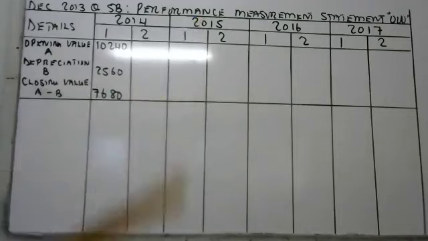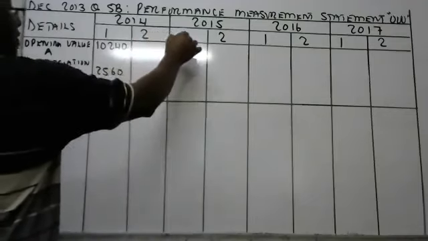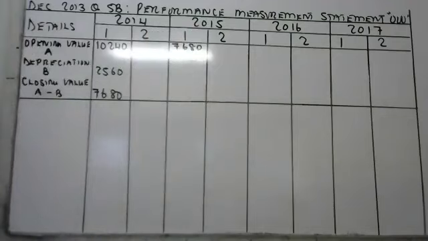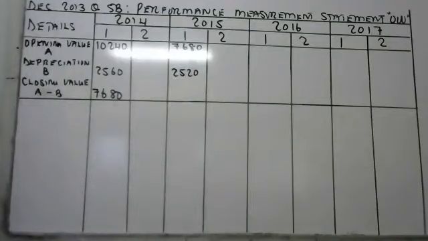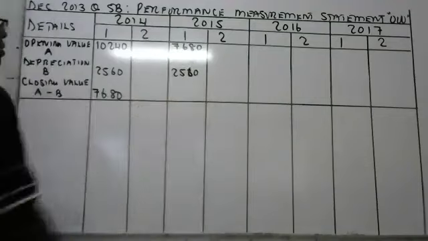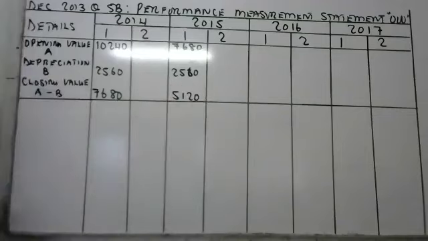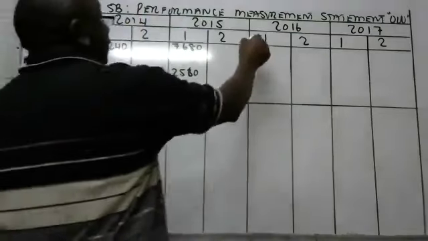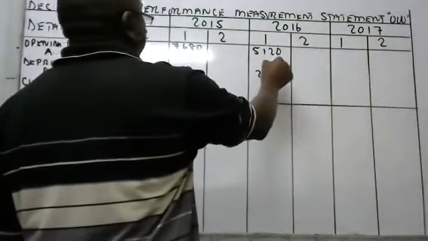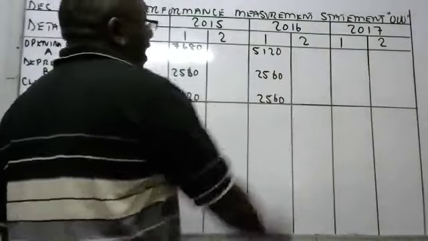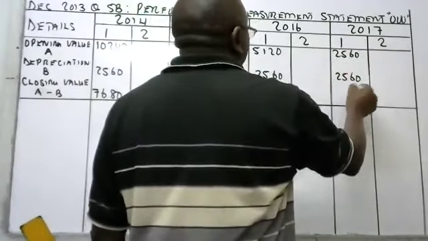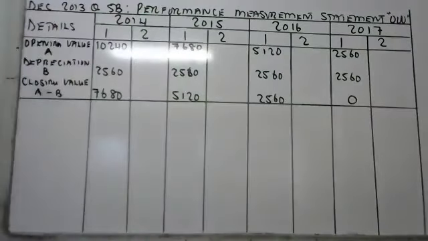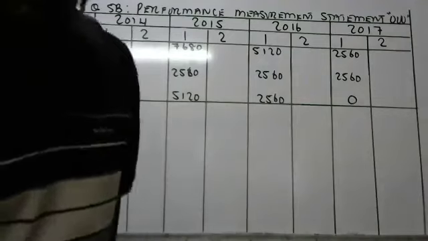Now let's take that value to 2015 for project 1. You open with 7680, bring the depreciation of 2560, and we have 5120. Take 5120 to the third year, less depreciation of 2560, we close with 2560. Then open with 2560, less 2560, and you close with 0.